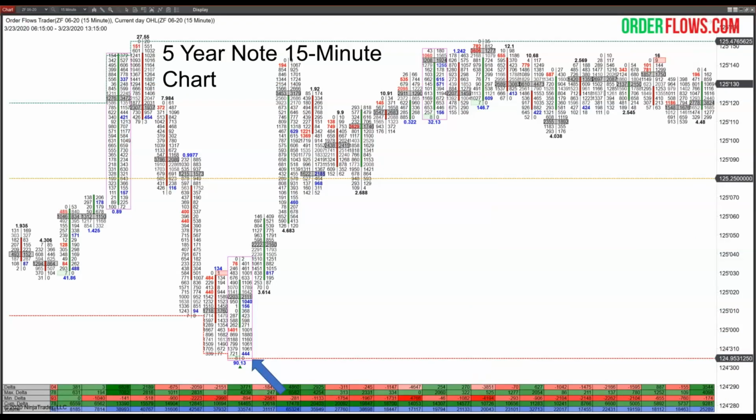This is a 5-year note. This is a 15-minute chart. This is your low of the day. Coming up off your low of the day, aggressive buyers are coming in. Now, in some of my courses, I talk about reading the actual numbers in here. There's something very bullish in this bar with the divergence, with the ratio, with the 0 print, with the 1 print in there. That's also very bullish.